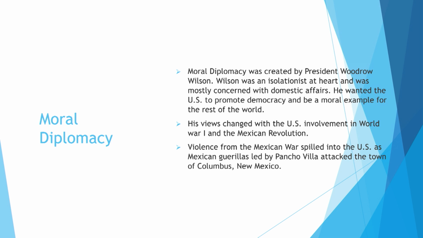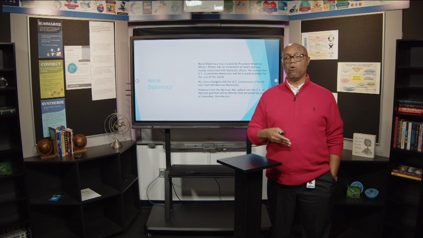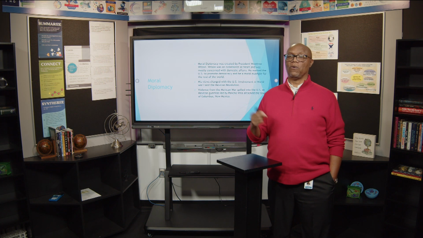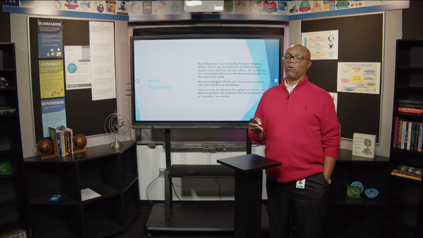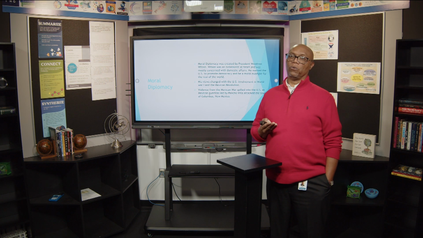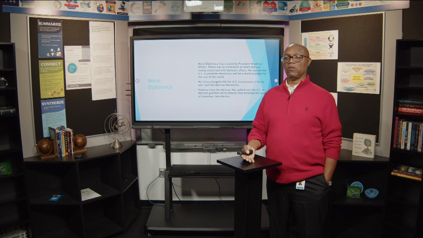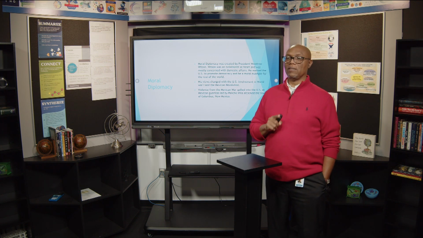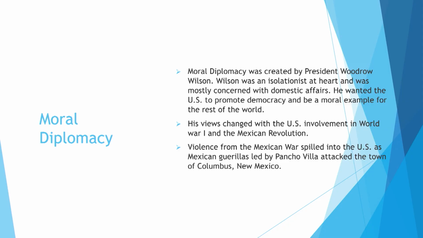Woodrow Wilson's a little bit different now. His take is that we should be more concerned with what's going on at home in our own country and not worrying about what's going on around the rest of the world. So he concentrates more on his domestic policy than his foreign policy. It's one of those situations of the best laid plans. He wants to concentrate on domestic things here in the United States, but because of incidents that happen around the world, particularly World War I, he is not going to be able to do that. His views changed with the U.S. involvement in World War I and the Mexican Revolution.